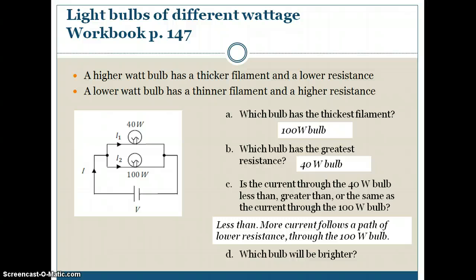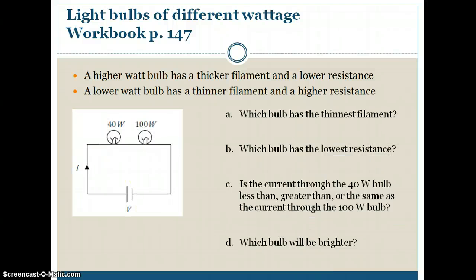In parallel, we can think about this in terms of our houses are typically wired in parallel, so the one that's going to be brighter is going to be the 100 watt bulb. Alright, so if we look at two bulbs in series, which bulb has the thinner filament is going to be the one that is the higher resistance and lower watt bulb, or the 40 watt bulb in this case. Which one has the lower resistance is going to be the thicker filament, higher watt bulb. And in this case, both bulbs have the same current going through them because they're in series with each other.